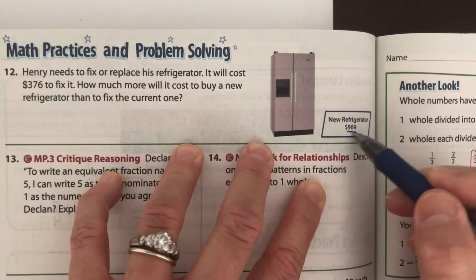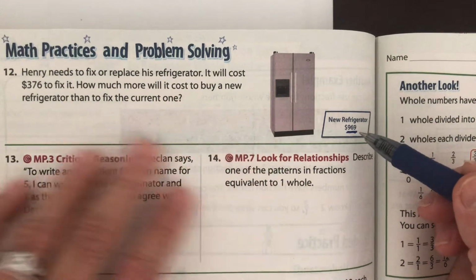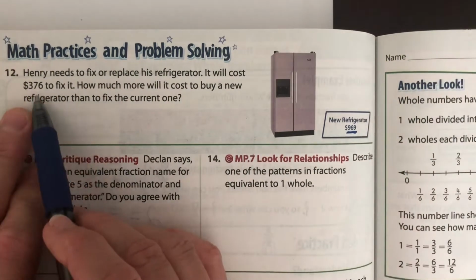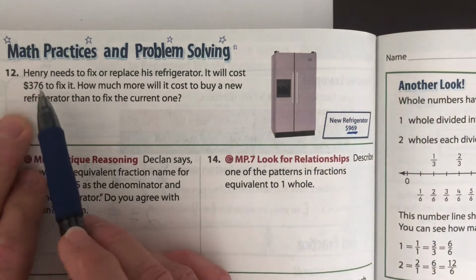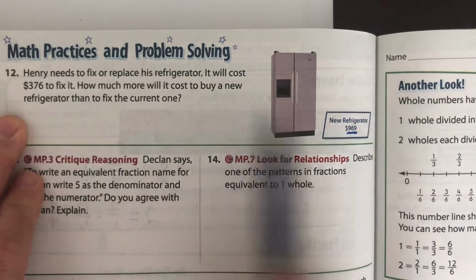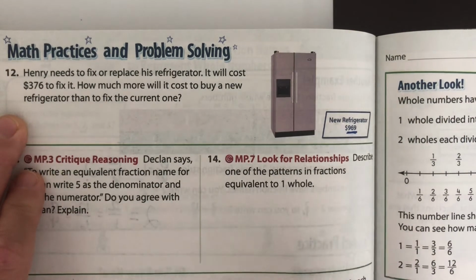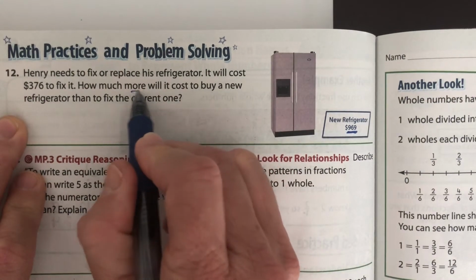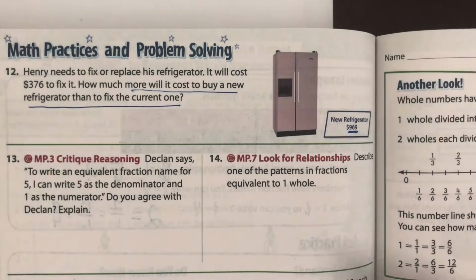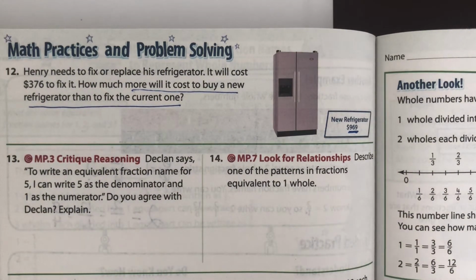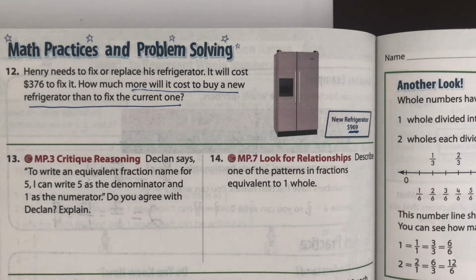Okay, so $969 is the new refrigerator, and it's going to cost $376 to fix. So you have to choose whether to spend $376 or $969. They want to know how much more will it cost to buy a new refrigerator than to fix the current one. So you need to subtract to find the difference between those two numbers. Okay? Why don't you pause it and work that out.